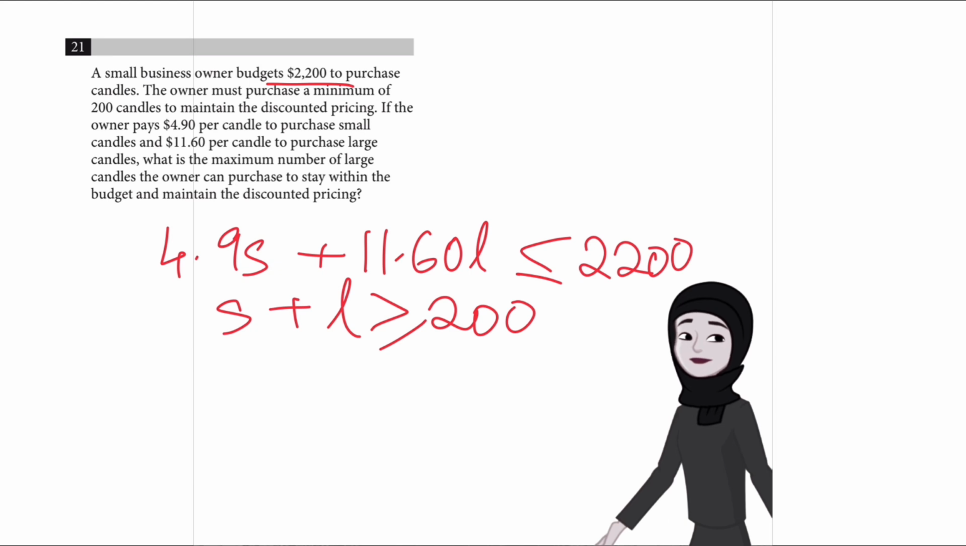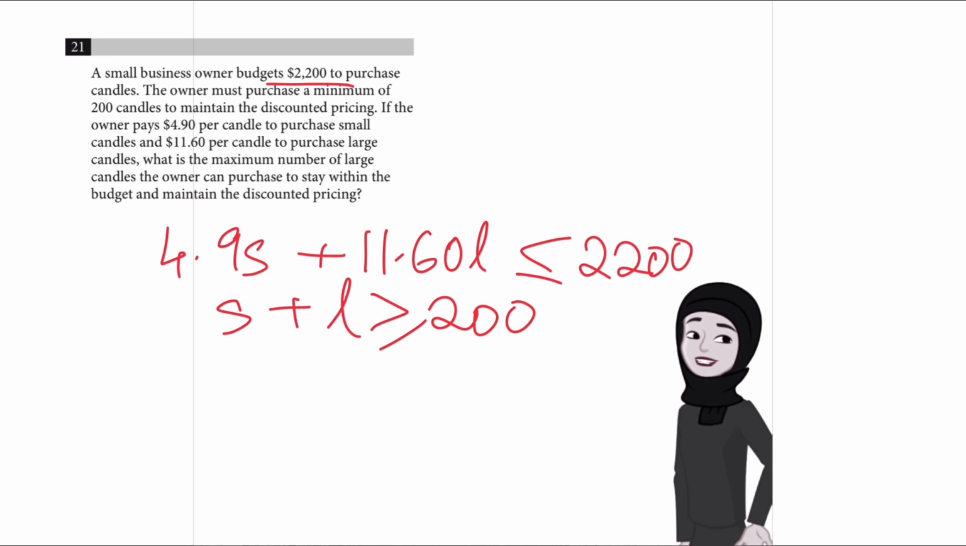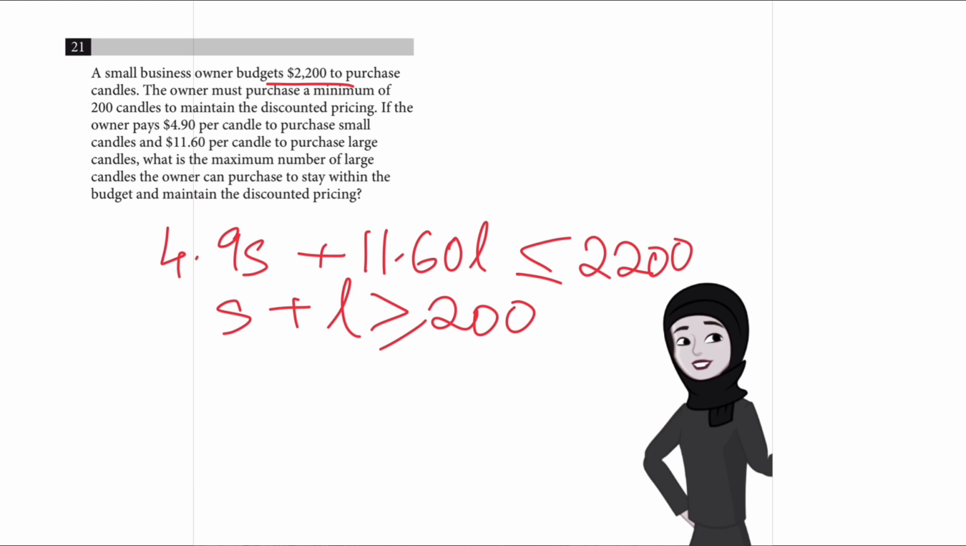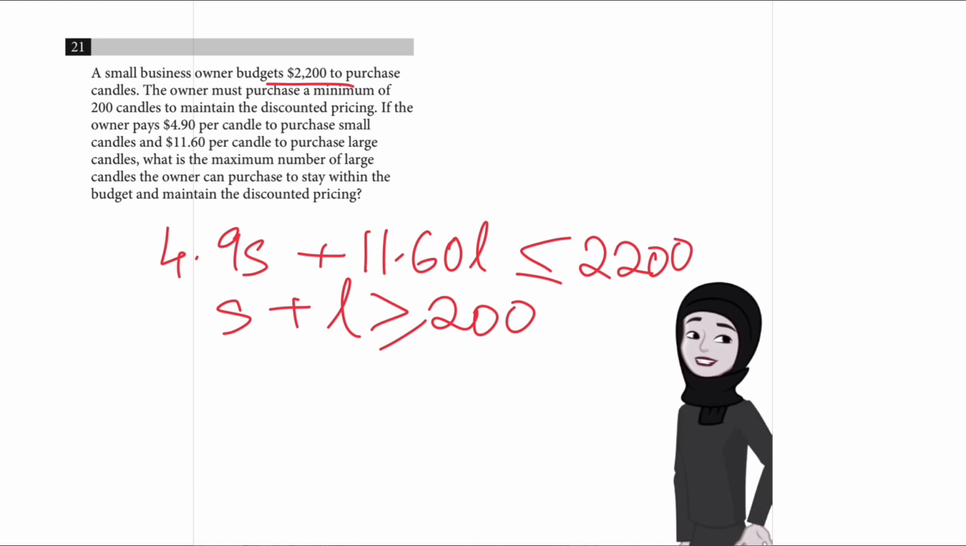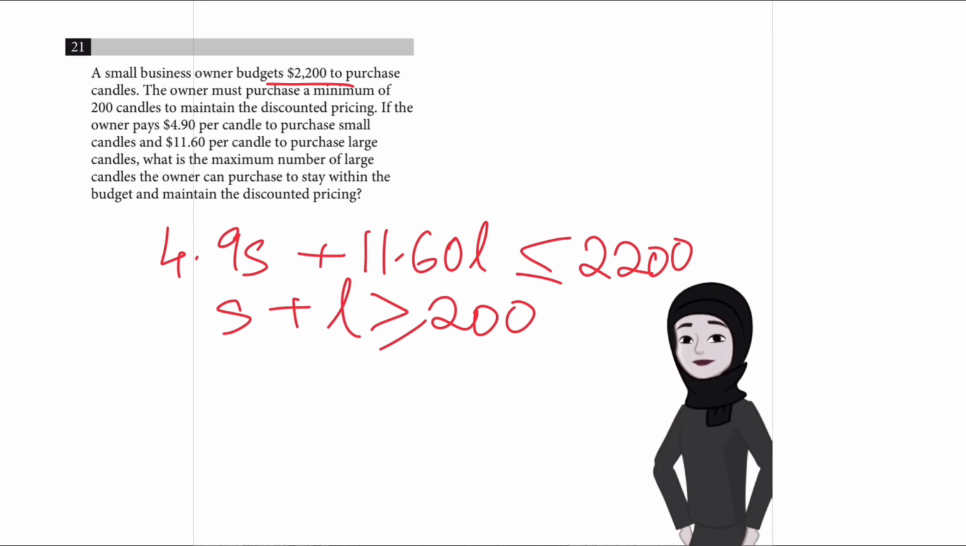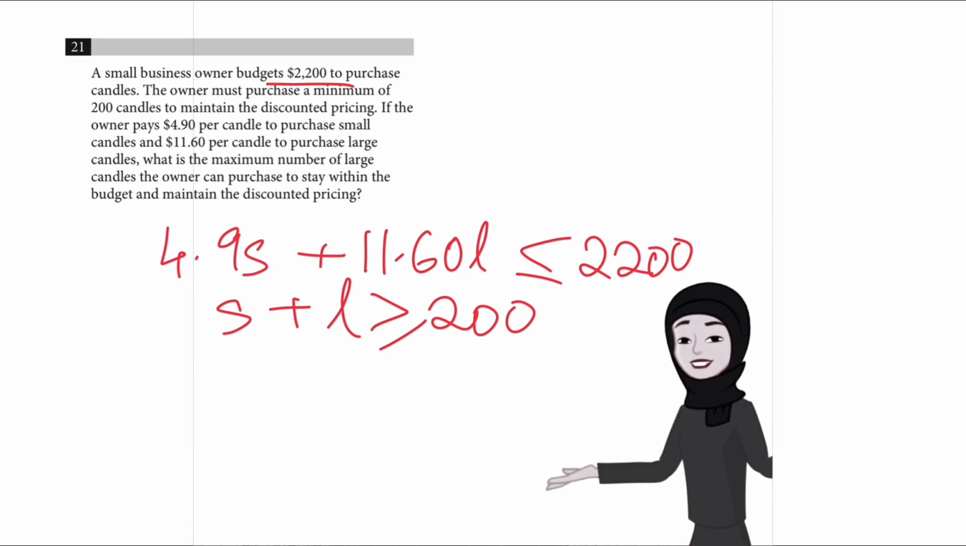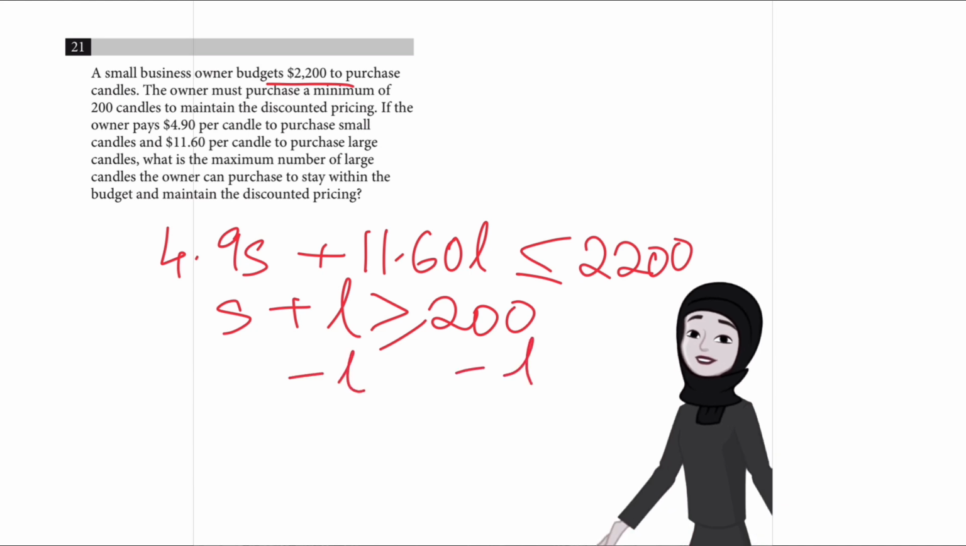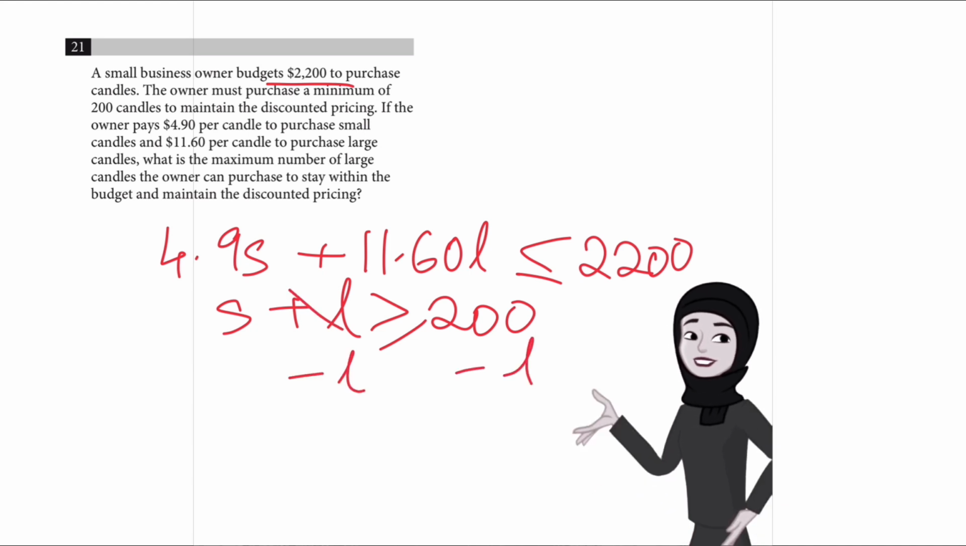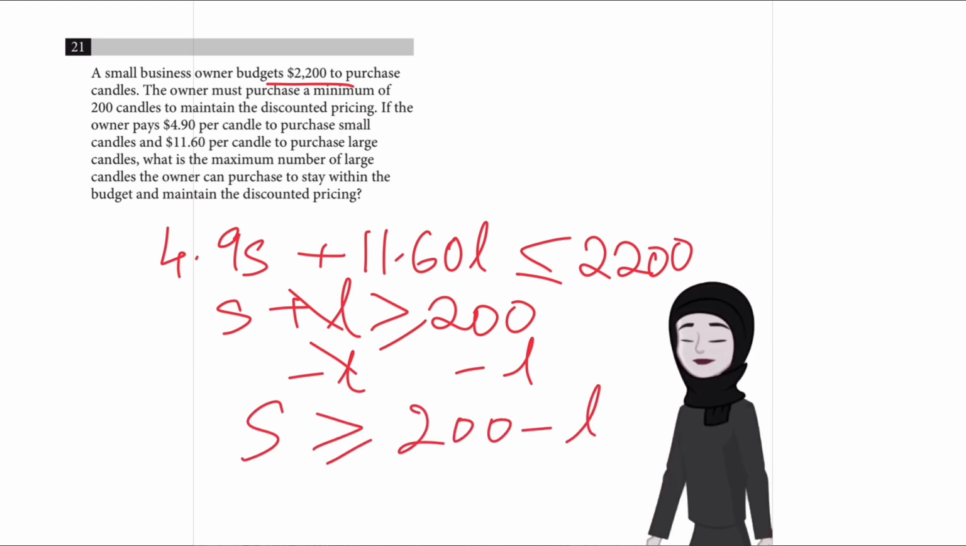These two inequalities, 4.9S plus 11.6L less than or equal to 2200 and S plus L greater than or equal to 200, can be combined into one compound inequality by rewriting the second inequality so that its left hand side is equivalent to the left hand side of the first inequality. To do that, first we will subtract L from both sides of this inequality. So we will get S is greater than or equal to 200 minus L.